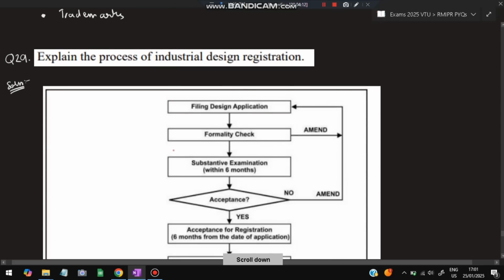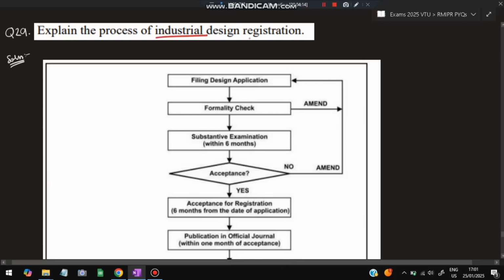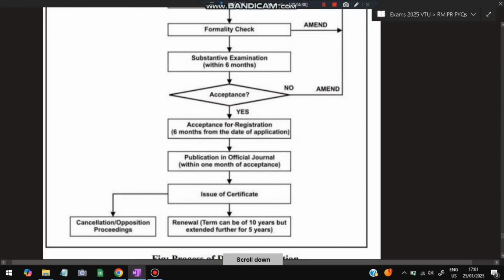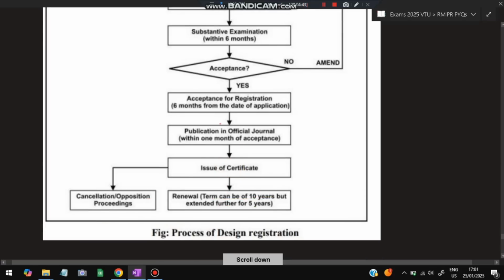Okay. Moving on to the next one, we have: explain the process of industrial design registration. First is again filing the design application, and then a formality check will be done, and substantive examination within 6 months. You have to remember just how many months are there. Rest of the things are similar. If it is accepted, then it is fine. If it's not, again go back to the previous steps. If it is accepted, the registration, acceptance from the 6 months of date, and publication in the official journal, issue of certificate, and if it is not, cancellation on the opposition proceedings. If it is issued, then the term can be of 10 years and extended for a further 5 years.